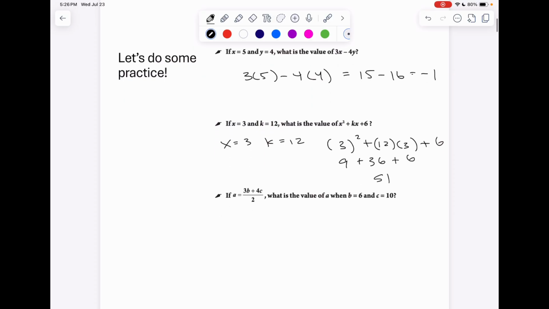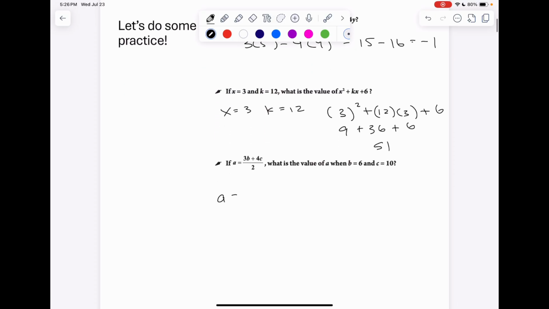That's our answer. Now for the last one here, we have a equals 3b plus 4c over 2 when b equals 6 and c equals 10. Sometimes it's fun to just erase the b and replace it with what b is, and erase the c and put in what c is. So then when we evaluate that, we have 18 plus 40 over 2. So that's going to give us 58 over 2, or 29 for our answer.